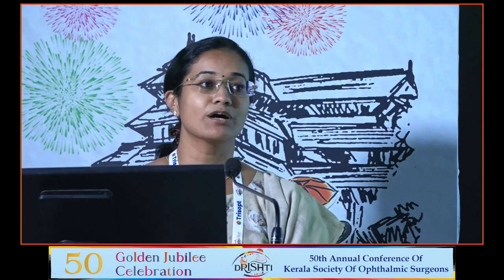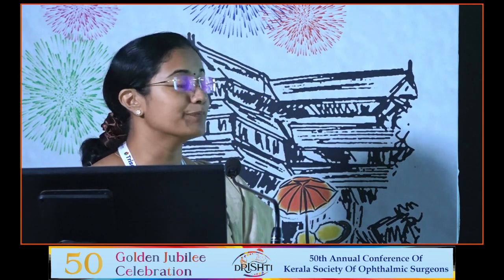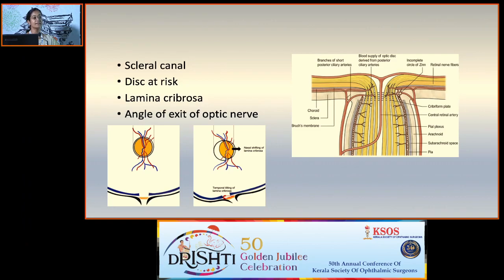The cell types of the optic nerve are mainly the axons of the ganglion cells, supported by the astrocytes, capillary associated cells, and fibroblasts. So the anatomy is important, wherein the optic nerve exits through the opening in the sclera called the scleral canal. When the scleral canal becomes narrow, the optic nerve becomes more crowded, leading to the so-called optic disc at risk.